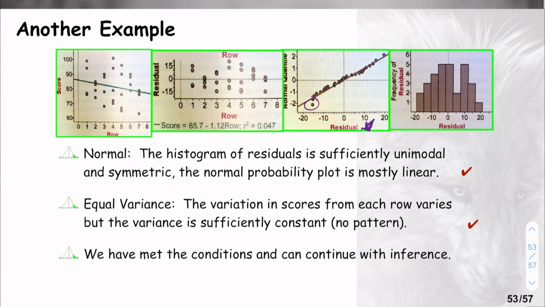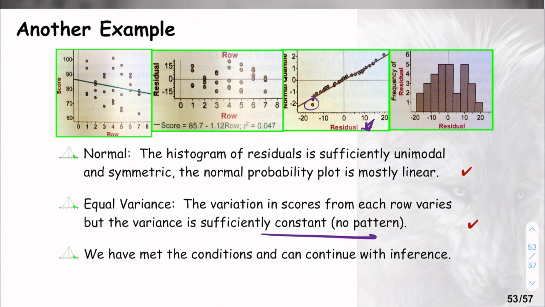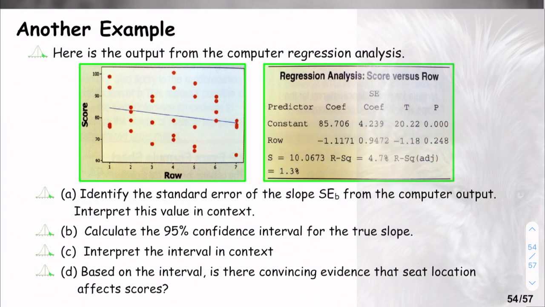Equal variance. The variation in the scores from each row varies, but the variance is sufficiently consistent, so there's no pattern. So you can see dot, dot, dot, dot, dot, dot in the residual plot. It's fairly spread out, so our equal variance condition is met. Now we have met the conditions, so we continue to the inference, which means our hypothesis testing, so our null and our alternative hypothesis.